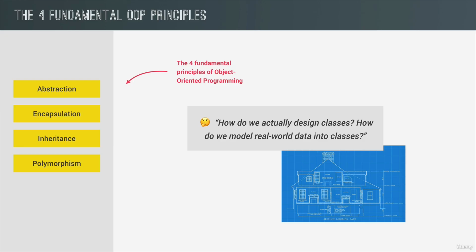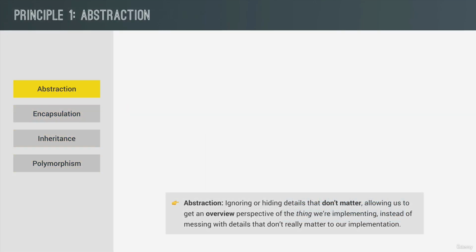And these principles are abstraction, encapsulation, inheritance, and polymorphism. And these are actually techniques that can also be used outside of OOP, but they are especially relevant in this context. So let's now take a more detailed look at each of them. And the first one is abstraction. And abstraction basically means to ignore or to hide details that don't matter. This allows us to get an overview perspective of whatever it is that we're implementing instead of messing with details that don't really matter to our implementation.